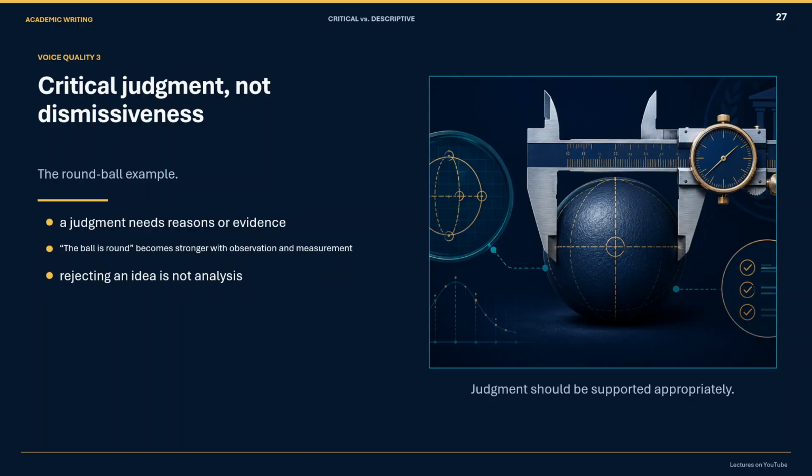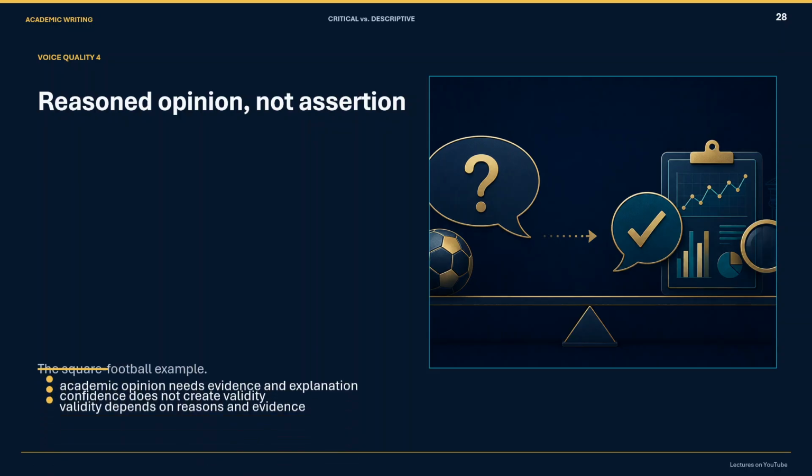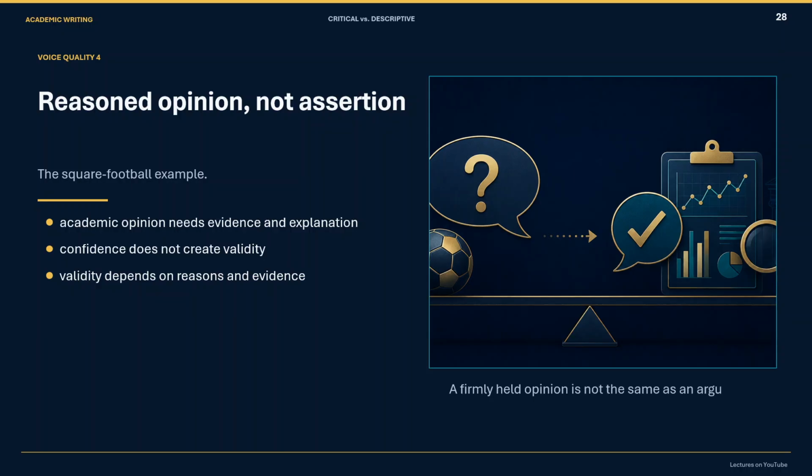The fourth quality is reasoned opinion, not unsupported assertion. Academic writing may include your opinion, but it must be supported by evidence and explanation. For example, a person may insist that a football is square and refuse to accept that it is round. The confidence or persistence with which the opinion is expressed does not make it valid. Validity depends on reasons and evidence.